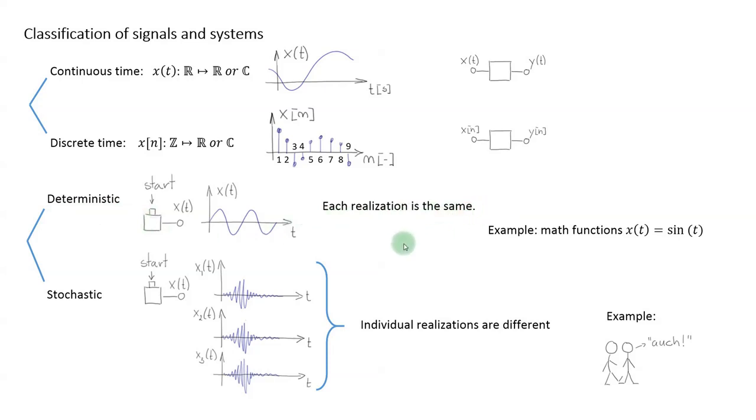Now, all the real-world signals and systems are stochastic. Even if you have a function generator which is supposed to generate a sine wave, that sine wave will have some noise in it. So each time you turn that function generator on, it will generate a slightly different signal. So all the real-world signals and systems are stochastic.